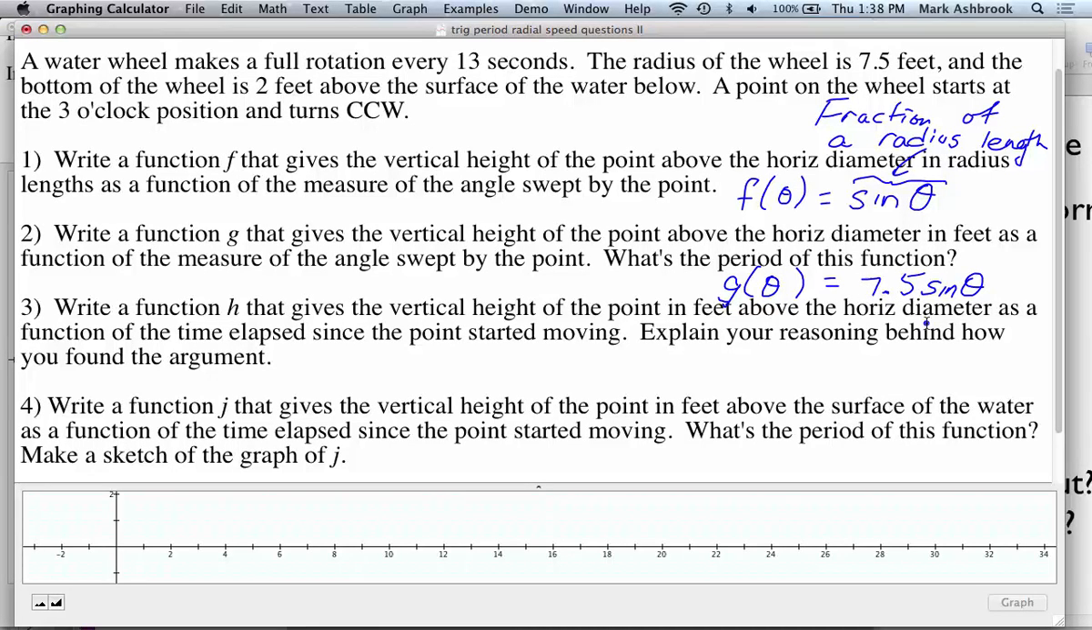All right, so that was what we did last time. Now we want a function h that gives the vertical height in feet. Let's just stop right there. If we want the vertical height in feet, what in general will be the structure of our h function if it's going to give us vertical height in feet? Alex? So if we knew that much, then what do we know about our rule for h?